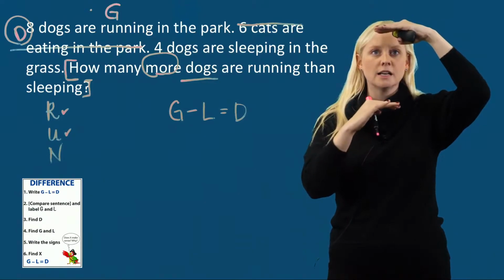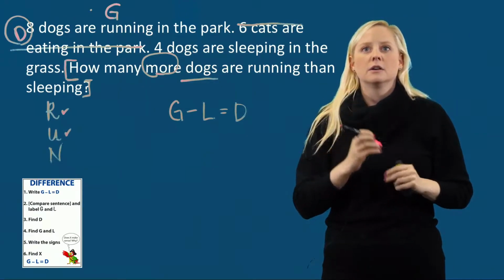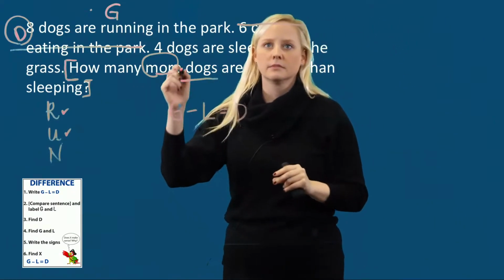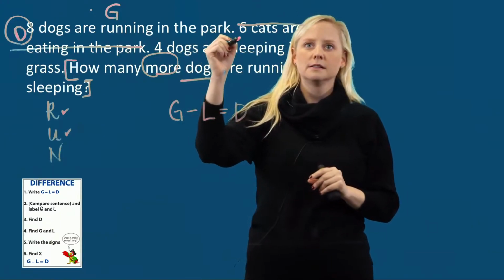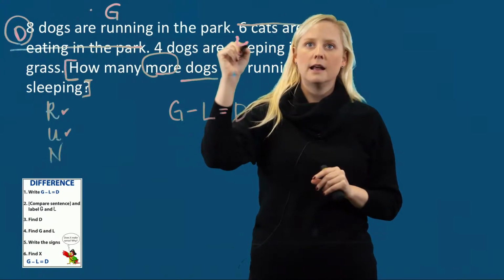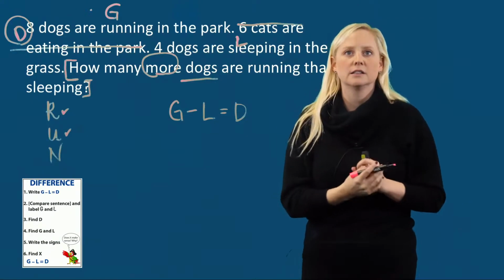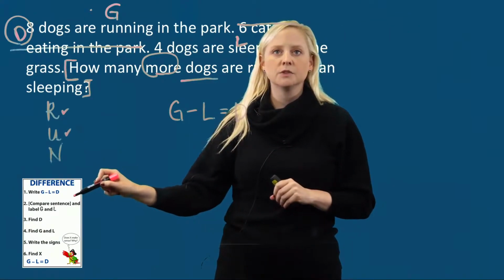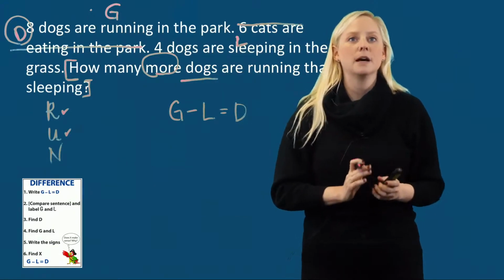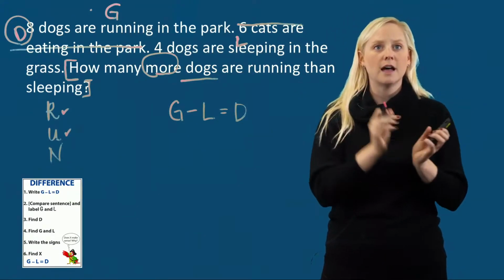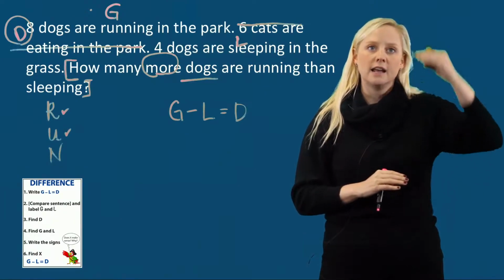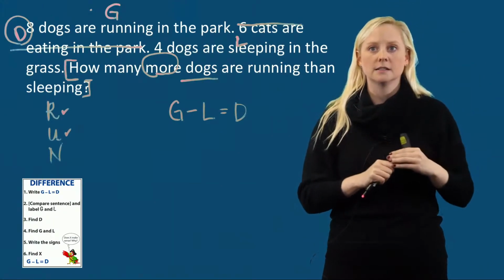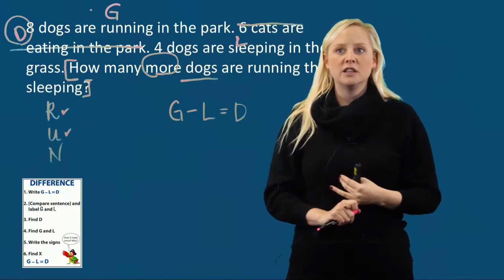The amount that's less is the dogs that are sleeping. So I'm going to put an L right there to identify the dogs that are sleeping. So I've bracketed the compare sentence, which has my compare word. Again, compare words are words like more, fewer, less, and ER words that indicate that there's an amount that's greater and an amount that's less. I have labeled the G and the L.